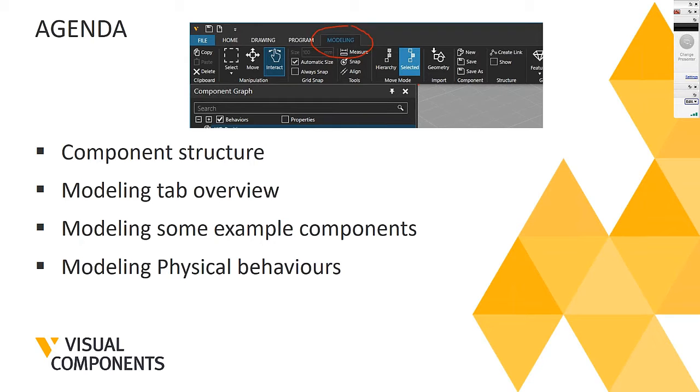We will first take a quick look on the component structure, what it actually means when we say Visual Components component. What is it made of? Then we're going to see the modeling tab overview. We're going to model a couple of example components, and also we will take a look on the physical behaviors and features in Visual Components 4.0.